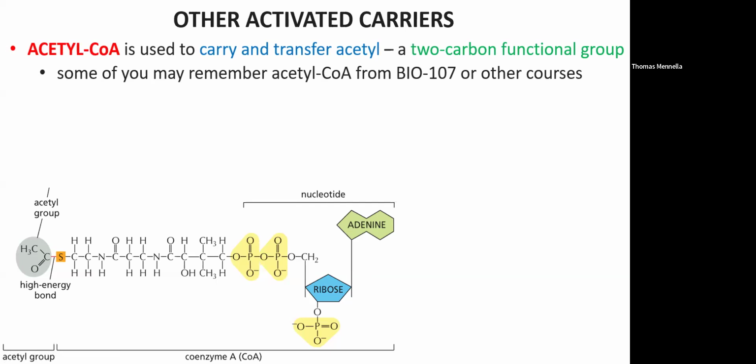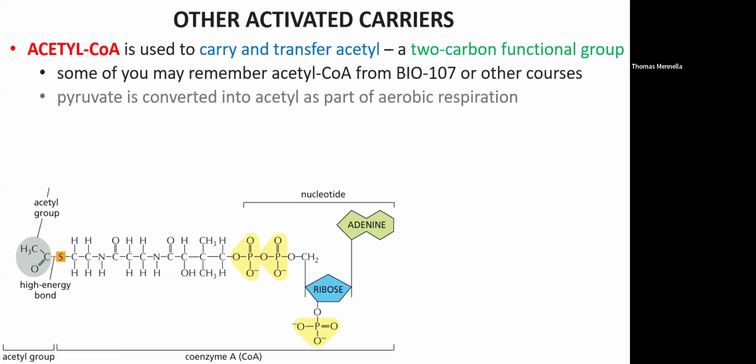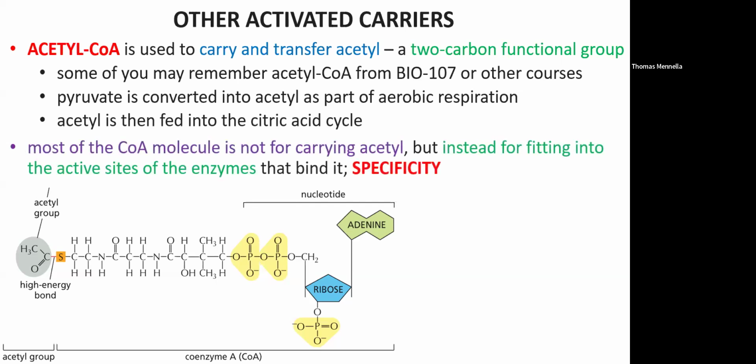And you may remember from Bio 107, if you've had me especially, we harped on this, or maybe from other courses, it's acetyl-CoA that we make from pyruvate. At the end of glycolysis, one glucose is converted into two pyruvates, and then pyruvate is processed into acetyl. Acetyl is linked to CoA, as we see it here, and then CoA delivers acetyl to the citric acid cycle. And the citric acid cycle gets to work breaking that acetyl down and robbing as many high-energy electrons as it possibly can. Most of this CoA molecule, as you can see right here, is not for carrying acetyl.